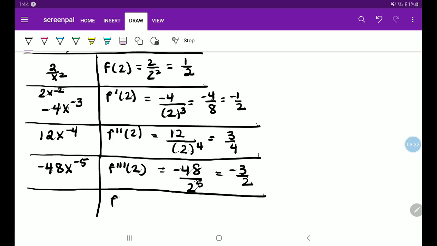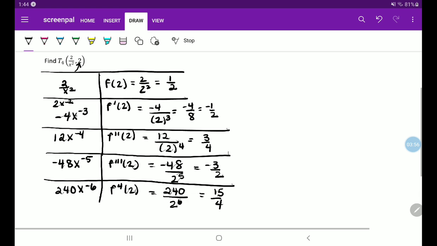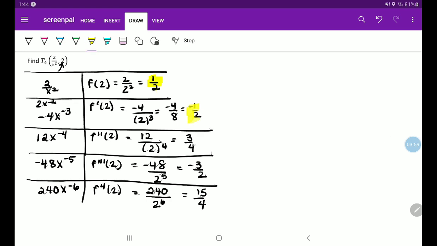And our last derivative, we're now going to have that negative 5 and 48 get multiplied together, so that's 240, and x to the negative sixth power. So now we have 240 divided by 2 to the sixth. I'm going to put this in my calculator again real quick, and I'm going to get 15 over 4. Okay, so now we have all of our leading coefficients that we need to set up our Taylor polynomial.